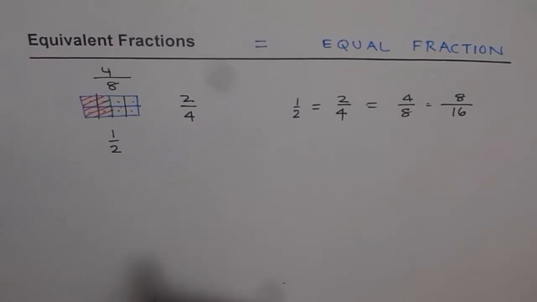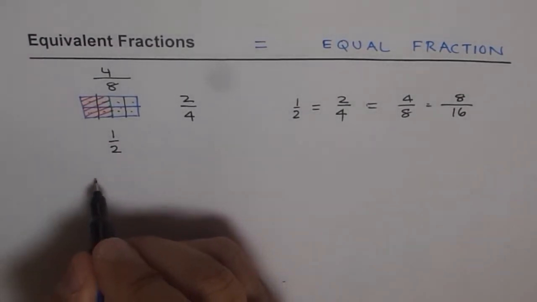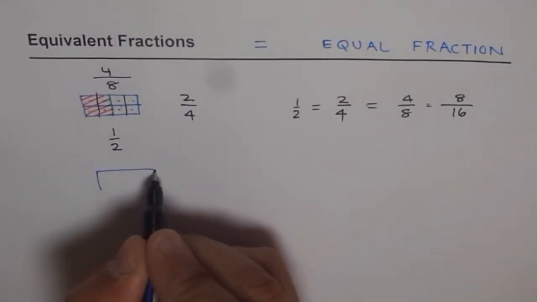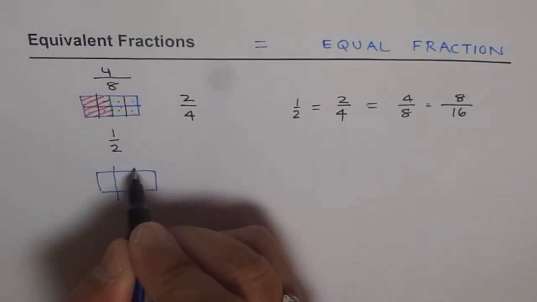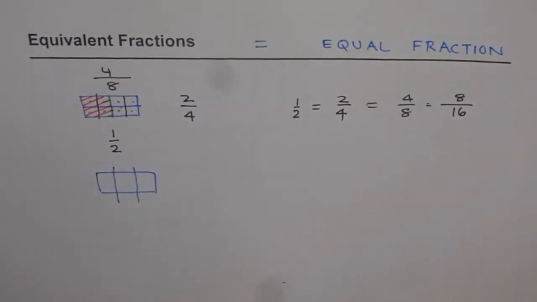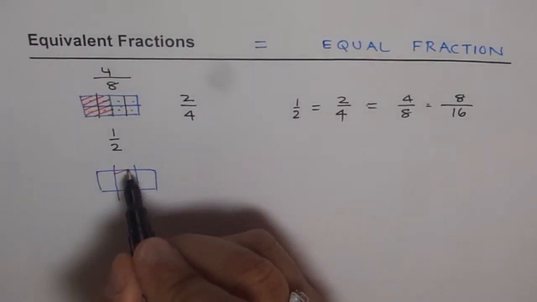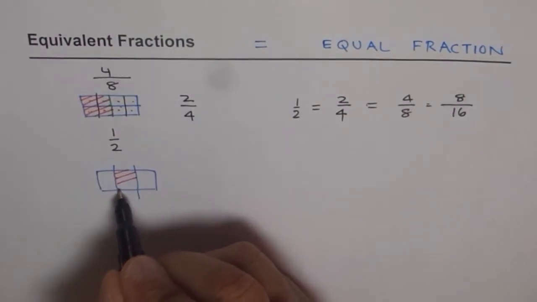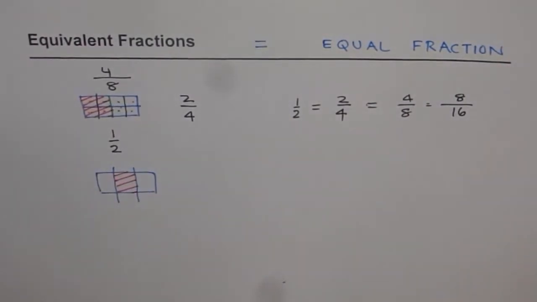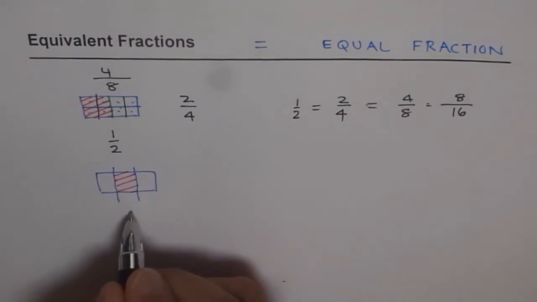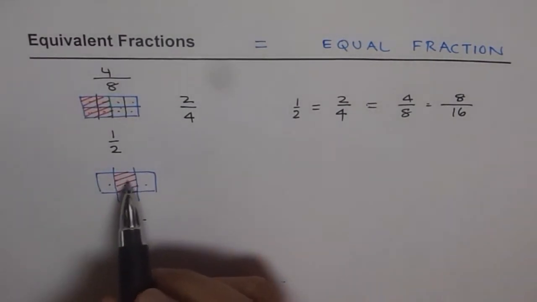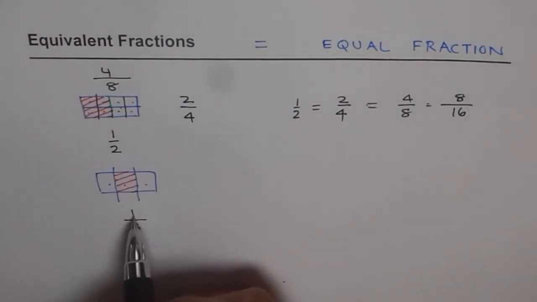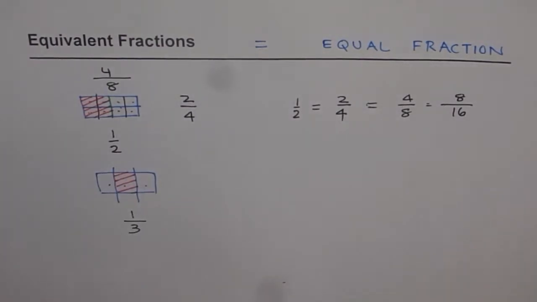Let's take one more example, and this time let's do it with 1/3. We have a similar rectangle, and I'll divide it into 3 equal parts. Let me shade one of them, say the part in the middle. Now, what fraction have I shaded? I have shaded 1 out of 3, correct? 1, 2, 3 are the total number of parts, and the one shaded in red is 1. So 1 out of 3 is shaded.